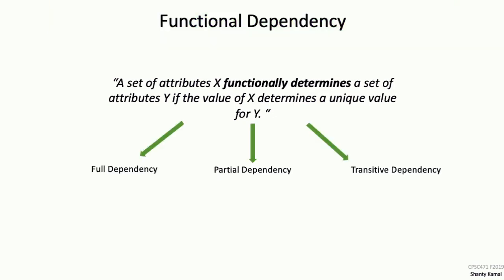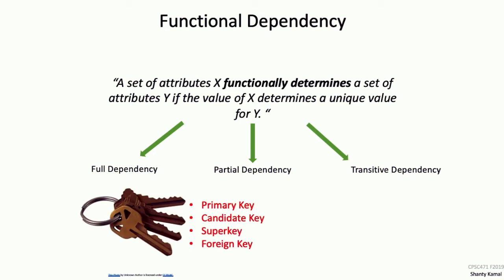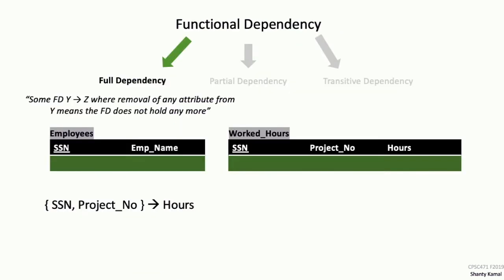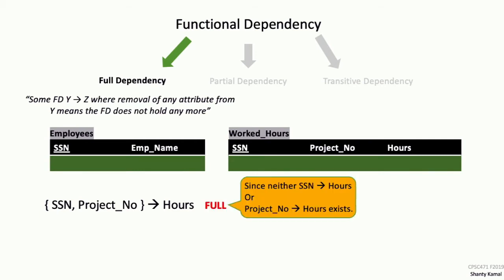There are three subcategories of functional dependencies that we must familiarize ourselves with. Also, please note that throughout this video, when we refer to a key, we mean any and all keys. So that could mean a primary key, a candidate key, super key, or foreign key. A functional dependency, y to z, is full if you cannot afford to remove any attribute in the set y to determine z. For example, the proposed functional dependency here, SSN project number to hours, is full, since neither SSN nor project number alone can determine the number of hours an employee worked.